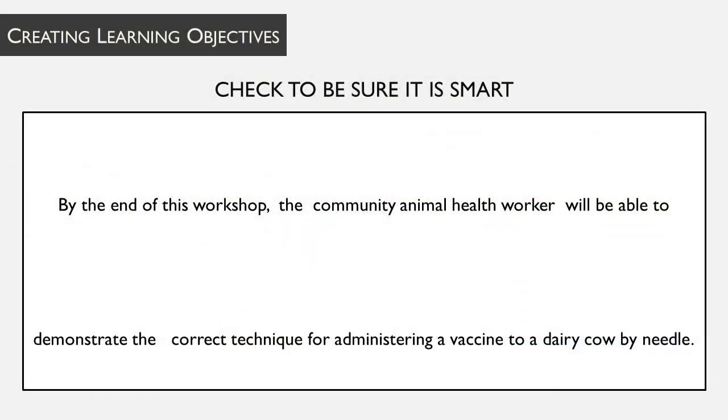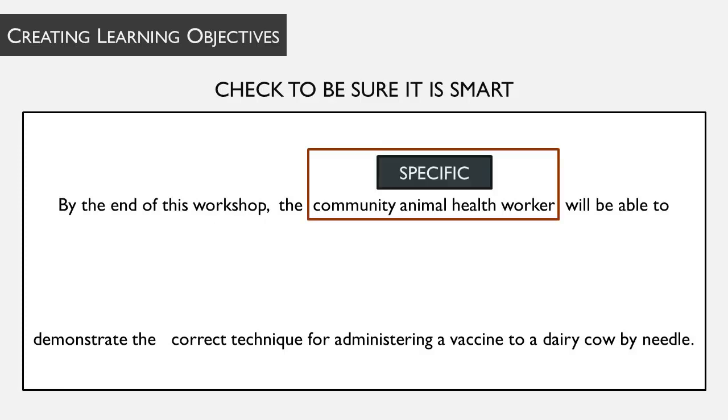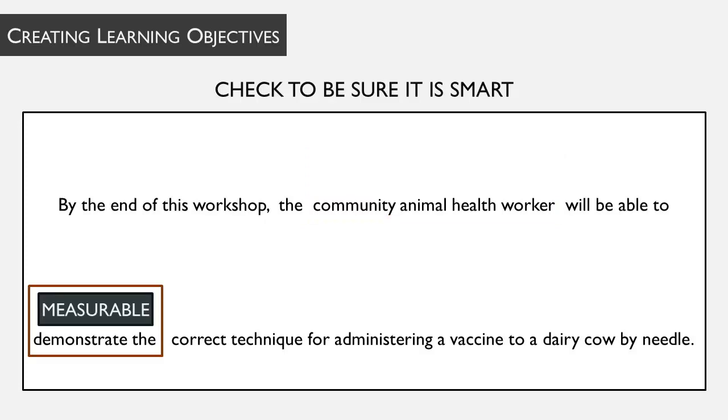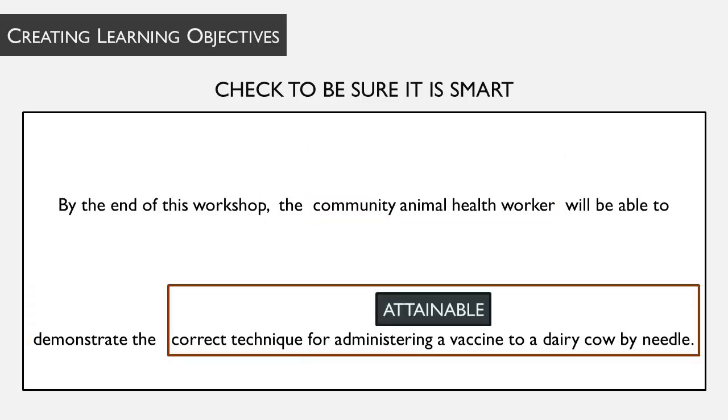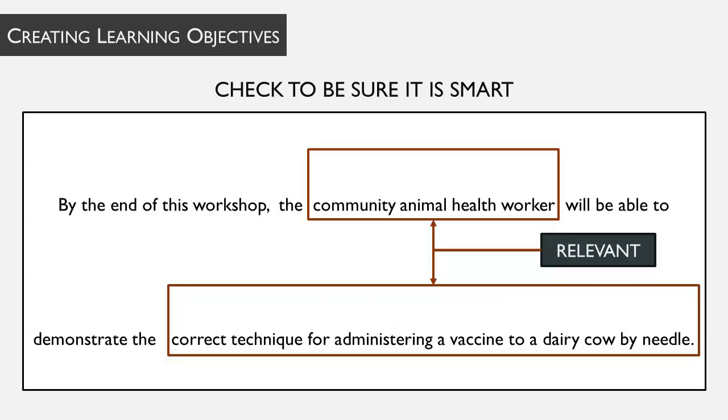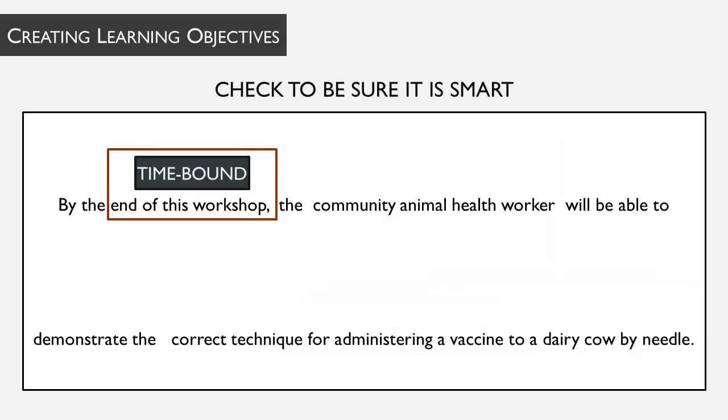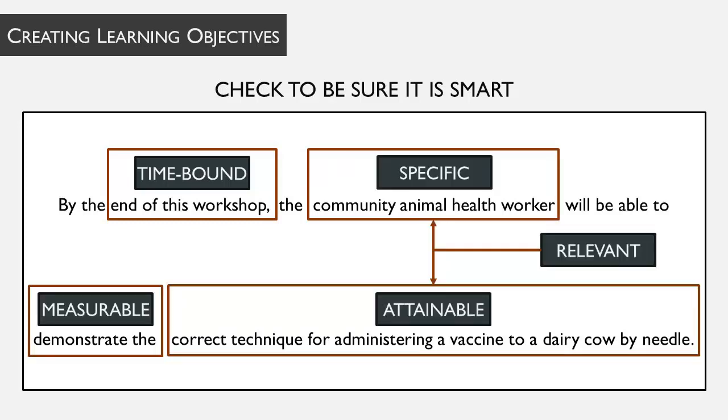Finally, we check to be sure that it is SMART. The objective states, by the end of this workshop, the community animal health worker will be able to demonstrate the correct technique for administering a vaccine to a dairy cow by needle. We can see it is specific, measurable, attainable, relevant, and time-bound. Now we have a measurable learning objective.